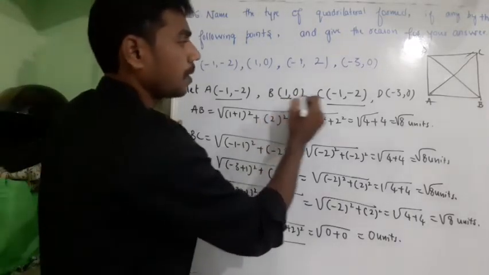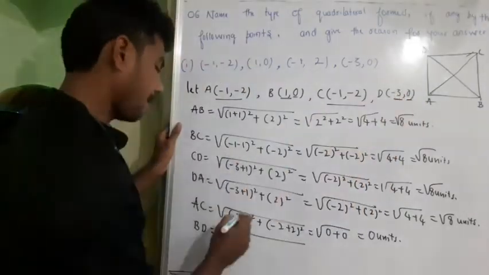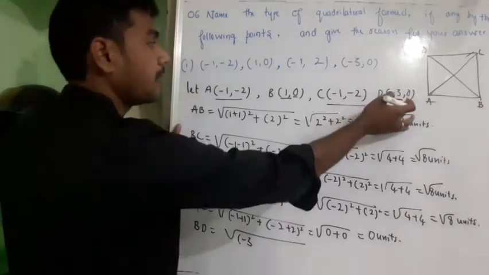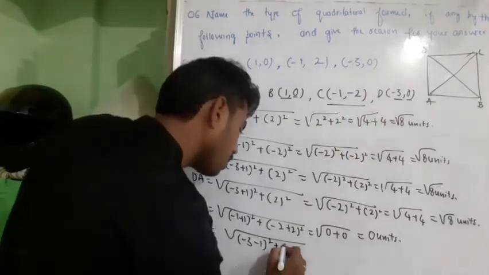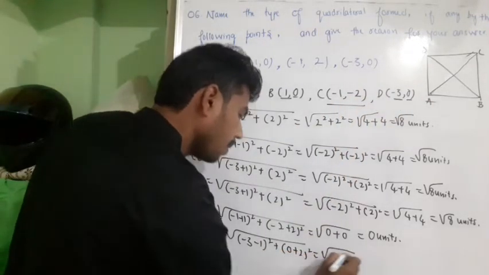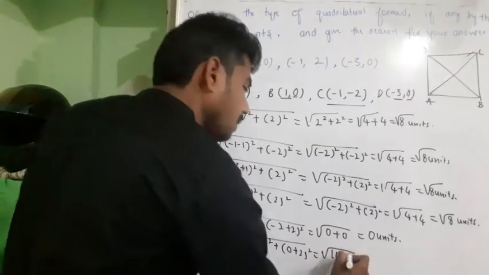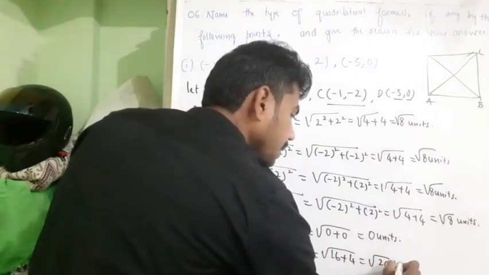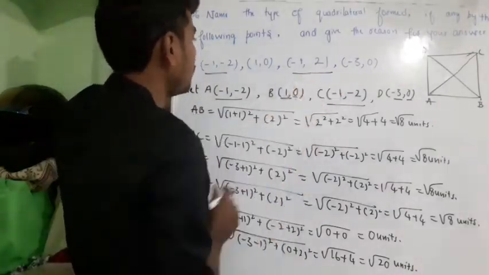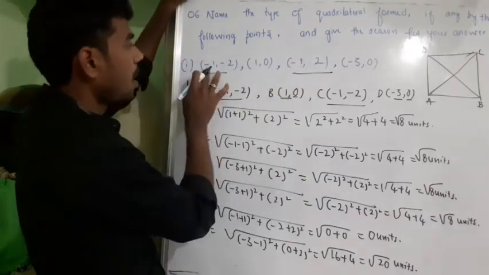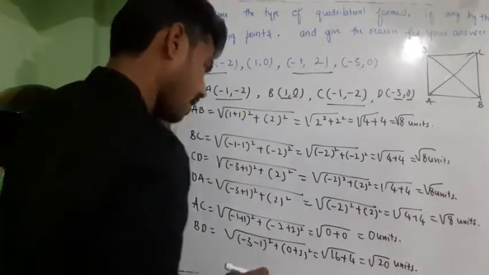Next, 1 comma 0 and minus 3 comma 0. So first minus 3 minus 1 whole square plus 0 minus of minus 2, that is 0 plus 2 whole square. Minus 3 minus 1 is minus 4 square, which is 16, plus 2 square, which is 4, which is equal to root 20 units. So please let me verify this. Minus 1 comma minus 2 and minus 1 comma 2. So minus 1 of minus 1 is plus 1, minus 1 plus 1 will become 0. 2 minus, sorry, here I made a mistake, wait.